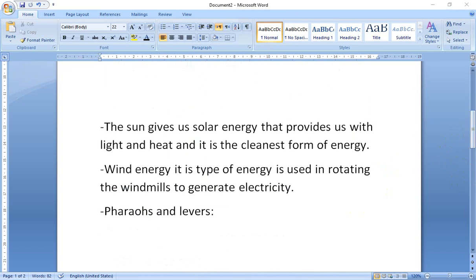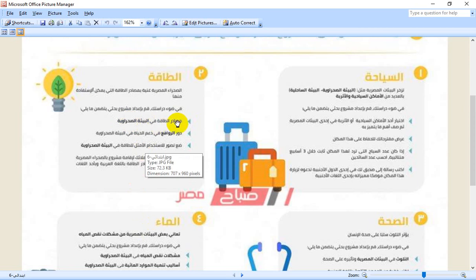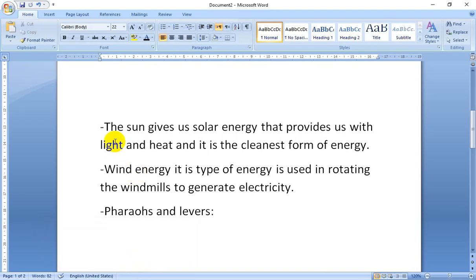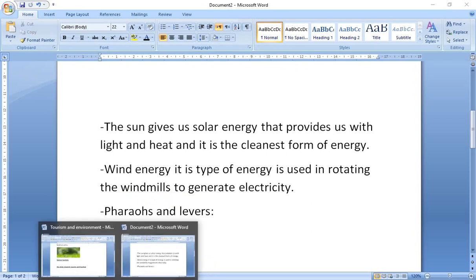If you see the first point, okay, you must talk about sources of energy in the desert, like this. The sun gives us solar energy that provides us with light and heat, and it is the cleanest form of energy. Wind energy, it's a type of energy, is used in rotating the windmills to generate electricity. That's about sources of energy in desert.